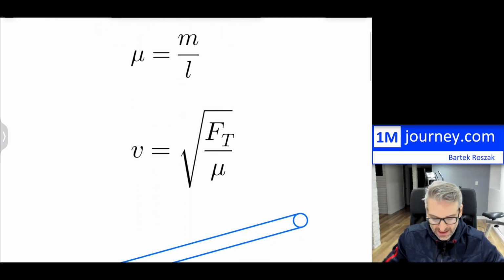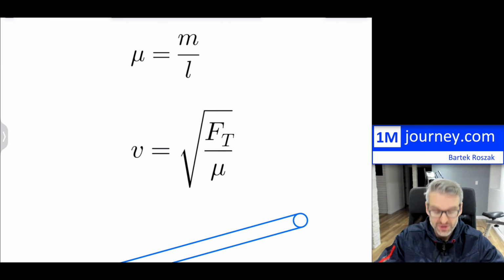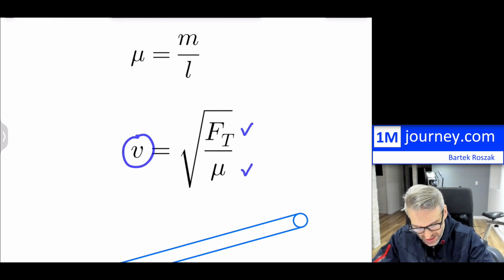Now let's see this in action. Before I give you an example, I just want to mention to you and convince you, although I'm not going to derive this equation for you, that indeed doing this is going to give us the actual speed.